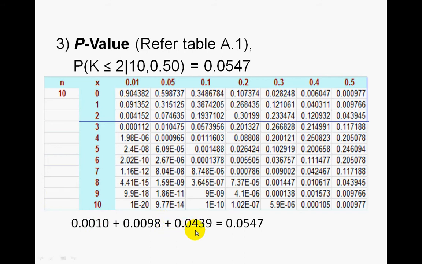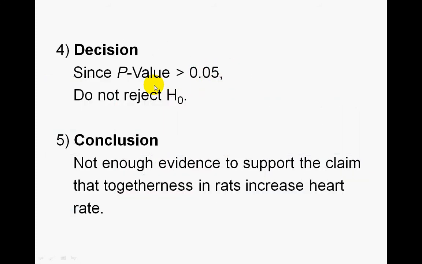Then, make a decision. Since the p-value is greater than 0.05, do not reject H0. Therefore, the conclusion is that we do not have enough evidence to support the claim that togetherness in rats increases heart rate.